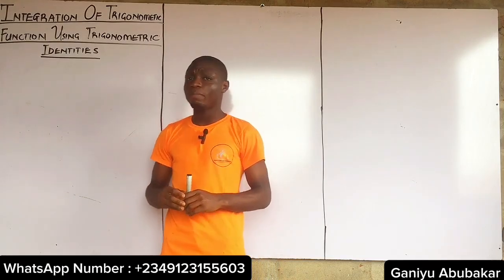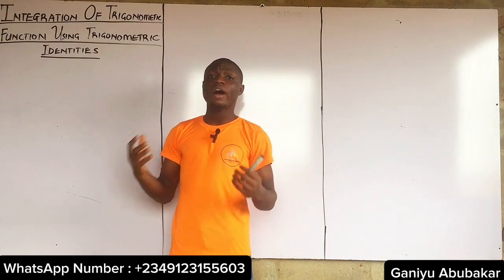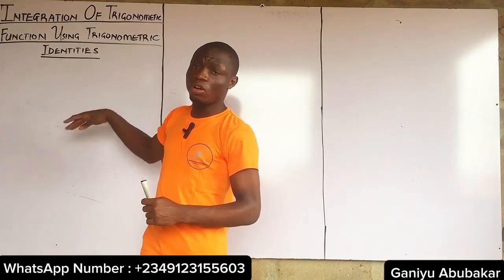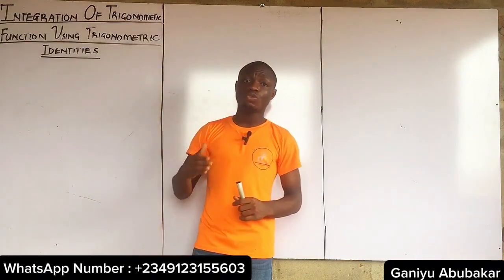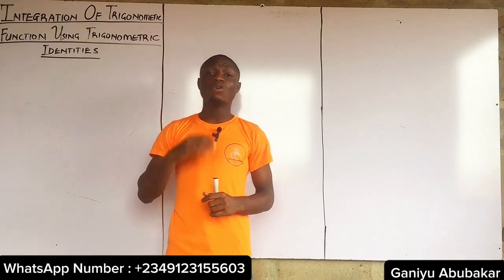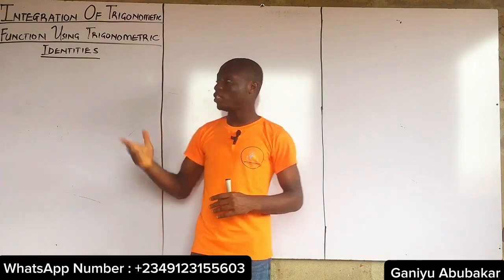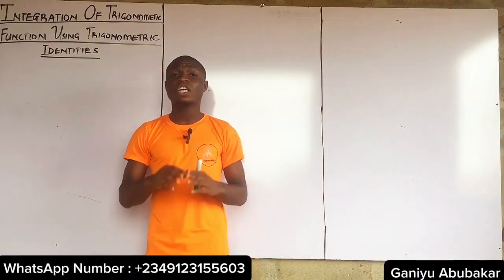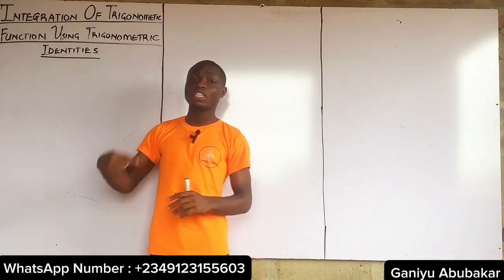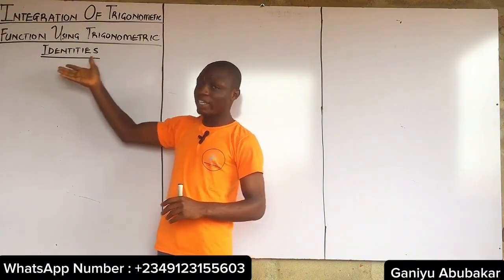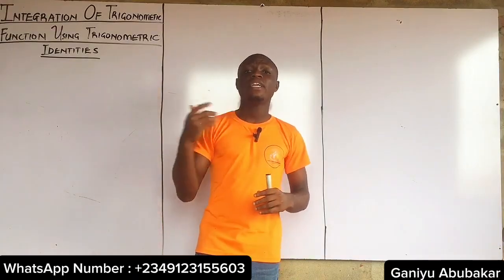For today's class, we'll be discussing integration of trigonometric functions using trigonometric identities. For this concept under integration, there are about 4 cases: case 1, case 2, case 3 and case 4. So I'm going to be doing a 4-part video series to explain this concept. But for this class, we're dealing with case 1. Don't forget, we have case 1, case 2, case 3, and case 4 that govern the idea behind integration of trigonometric functions using trigonometric identities.